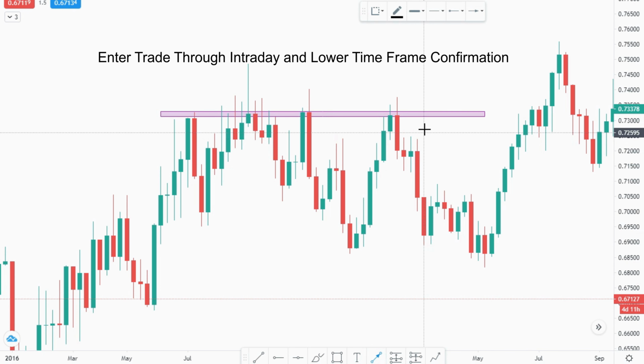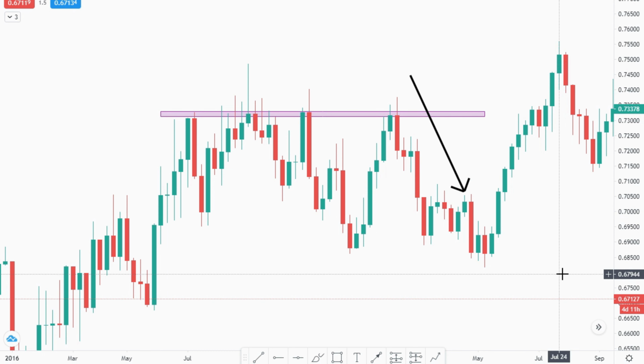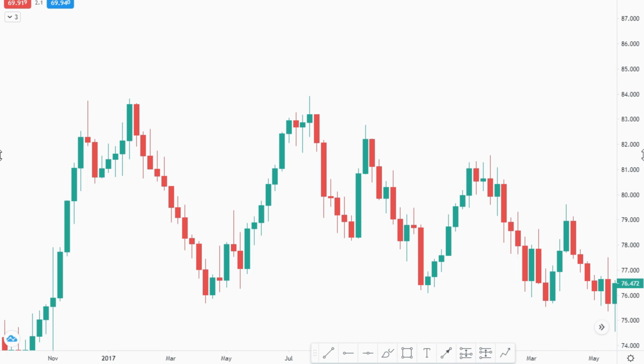We have to implement every pattern to increase the trade quality, because we are taking a position against the dominant trend. If you continue doing this, you will be able to filter okay trades and high quality trades easily. Let's look into another example.